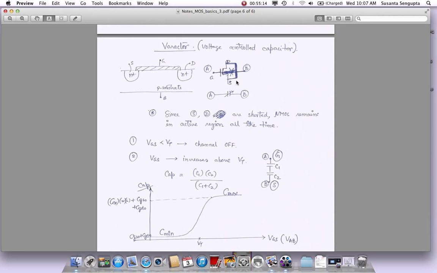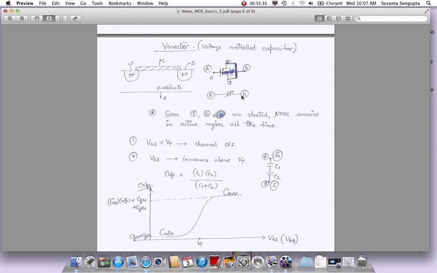So this is the drain, this is the source, which is shorted into a single terminal called B. This is not the bulk. I'm not even showing the bulk here. What happens to the bulk? You could ground it and all that, but this B is one terminal of the capacitor, and A is the other terminal of the capacitor, which is the gate. So the gate is one terminal of the capacitor, and the drain and source shorted is the other terminal.